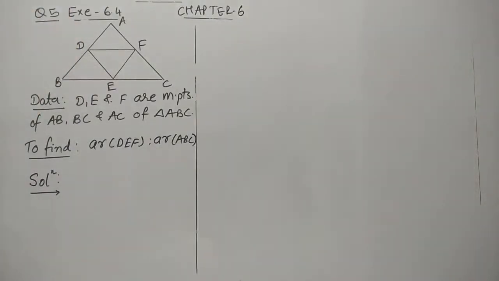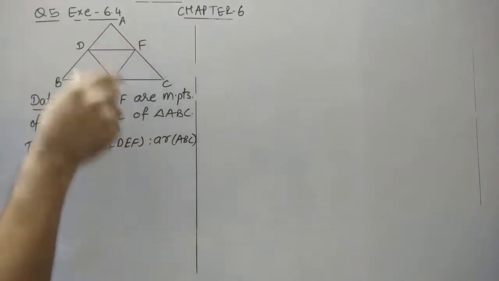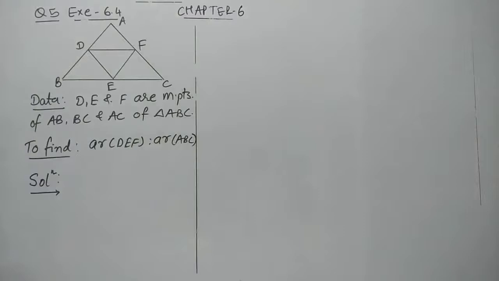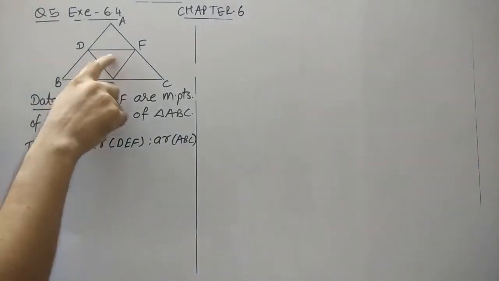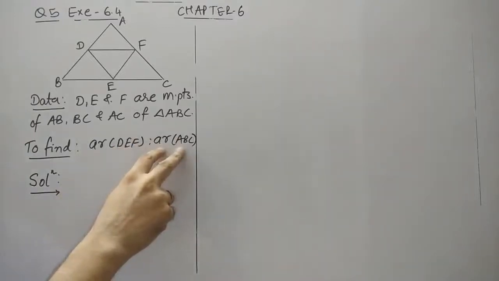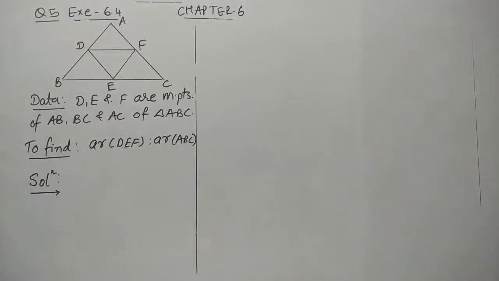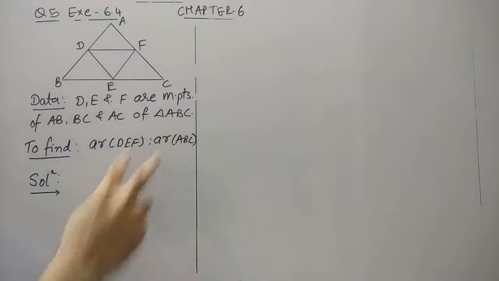Let us continue with another good question of this exercise, question number 5. It is given in the question that D, E and F are respectively the midpoints of AB, BC and AC. So we have to find the ratio of the area of triangle DEF to the area of triangle ABC. Here you can see that the ratio is required. So first we need to show that they must be similar triangles, and after that we'll find the ratio.